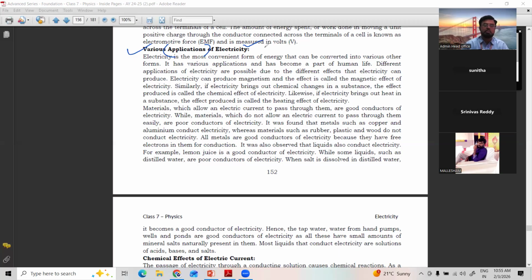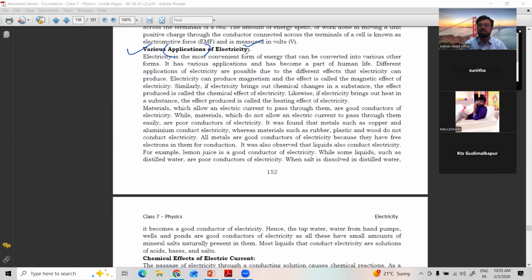Very important one, because physics is the subject of application only. It's not another part. Every chapter of physics is applicable in our day-to-day life. We can use, we are using. There is no other alternative. Either it is magnetism or electricity, sound, light. All these are our day-to-day applications only.